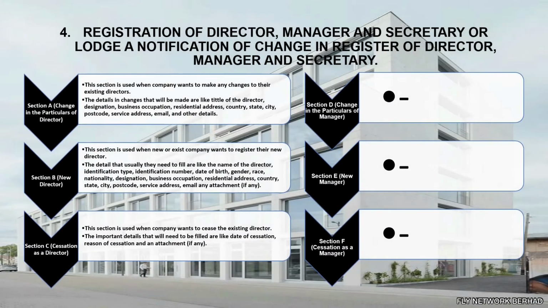The last step is registrations of director, manager and secretary or lodge a notification of change in register of director, manager and secretary. Under this registration, there are 9 sections. First is Section A. This section is used when company wants to make any changes to their existing director. Section B. This section is used when new or existing company wants to register their new director. Section C. This section is used when company wants to cease the existing director.